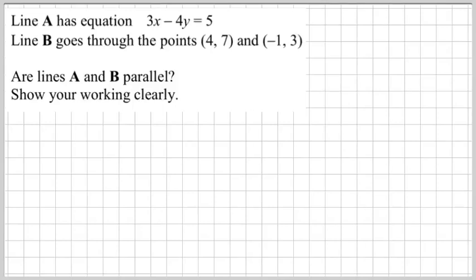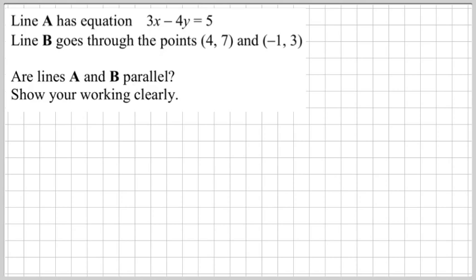Here we have a problem to do with gradient. How do I know it's to do with gradient? Well, it says, are they parallel? And if they have the same gradient, then they're parallel. So we just need to find the gradient of line A and the gradient of line B, and if they're the same, they're parallel. If they're not, then they're not parallel.